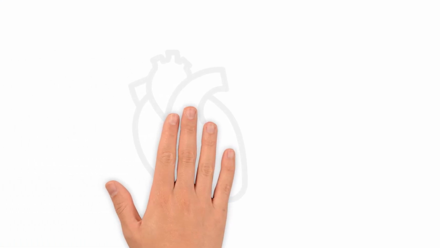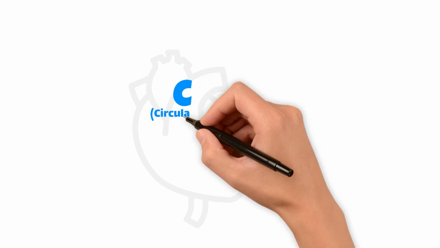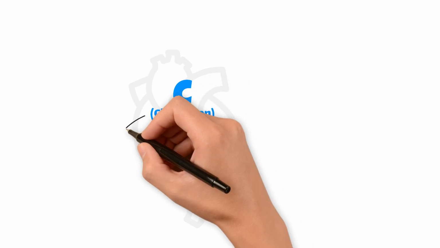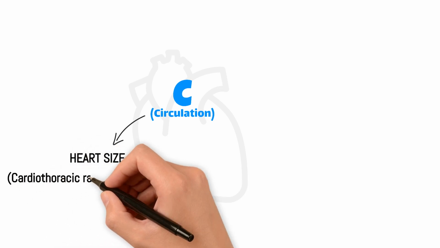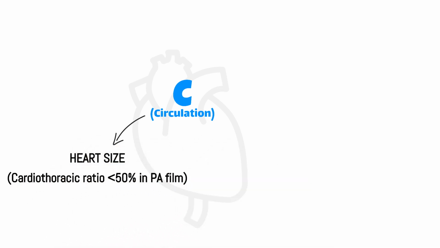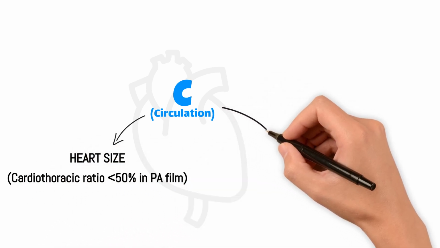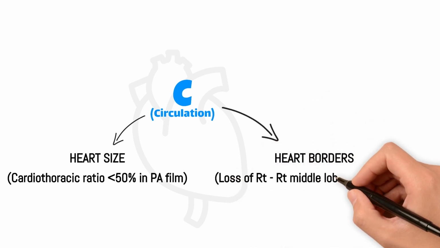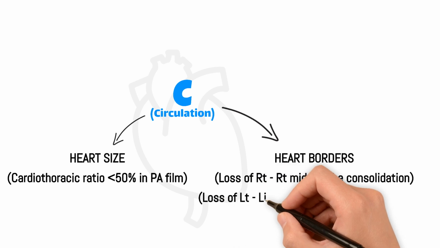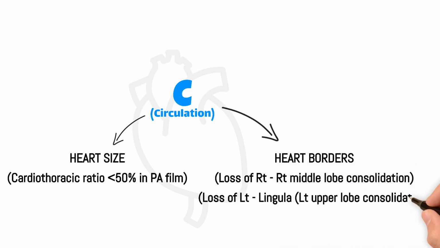Moving on to C. C is for circulation. That includes heart and its borders. While looking at the heart, you'll be checking its size. Is the cardiothoracic ratio less than 50% in the PA film? And while looking at heart borders, if there's any loss of the right heart border, it signifies right middle lobe consolidation. And if it's loss of the left, it signifies lingula, which is left upper lobe consolidation.